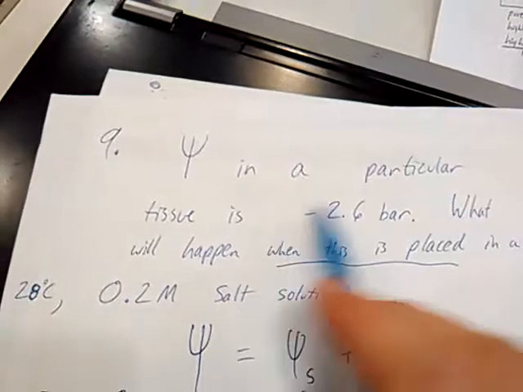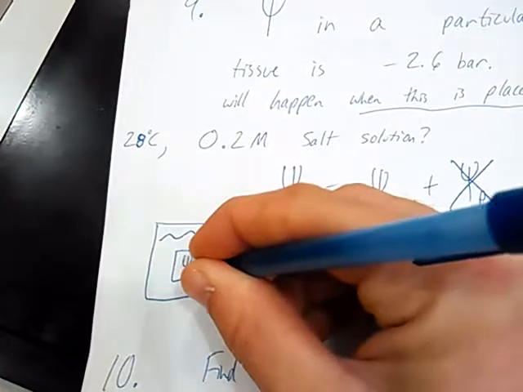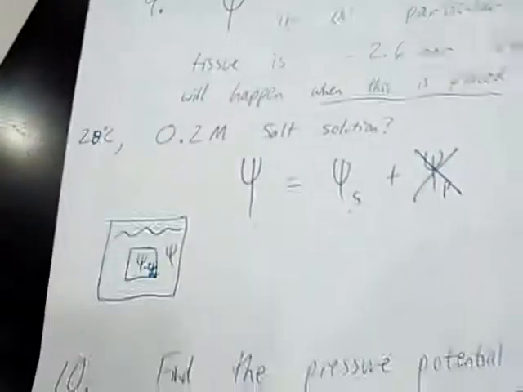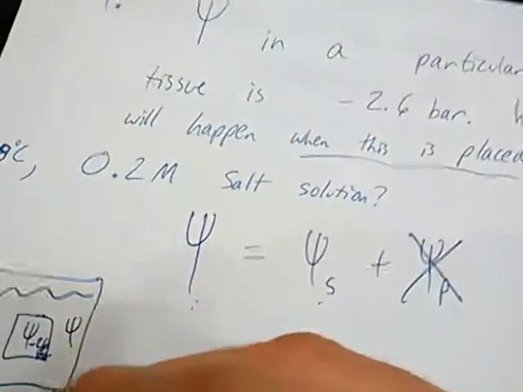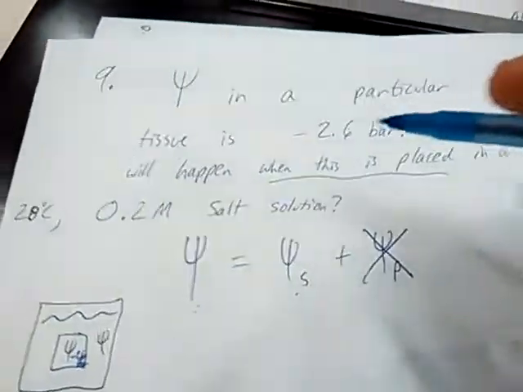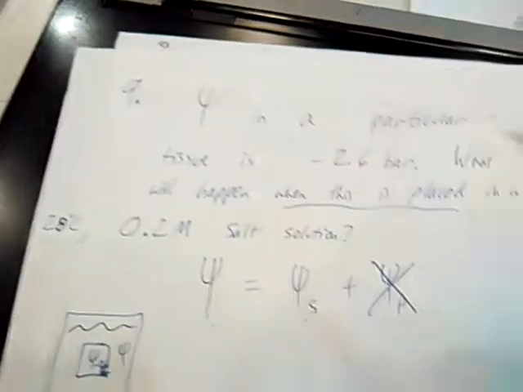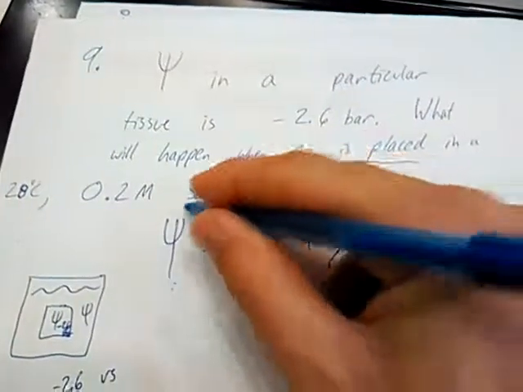We just got to figure out what it is. So we know that the water potential in the tissue is negative 2.6 bar. Not 26, but negative 2.6, versus, let's find what it is in the solution. We've got 28 Celsius, 0.2 molar. And it's salt again.